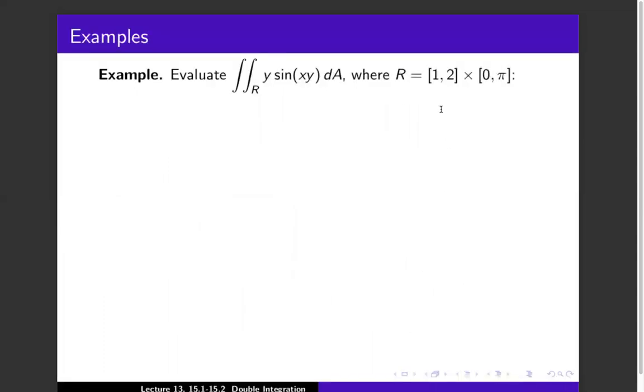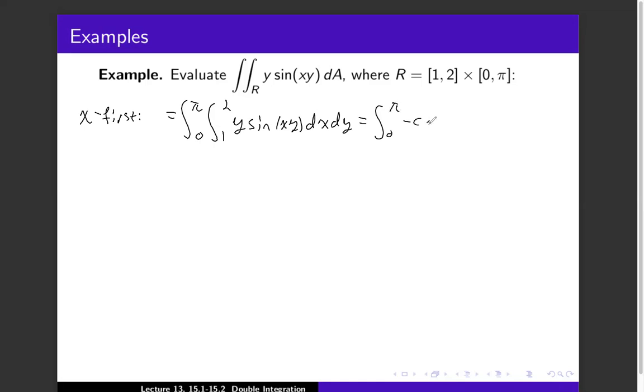So what if you have the double integral y sine xy? What are we going to do in this case? Well, it's pretty much the exact same thing, but here it matters a little bit more which order we do it in. So let's suppose that we're going to do this with respect to x first. With the x first approach, this becomes the integral from 0 to pi, integral from 1 to 2, y sine xy dx dy.